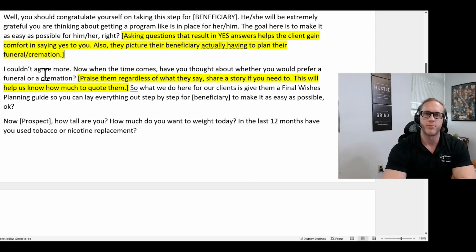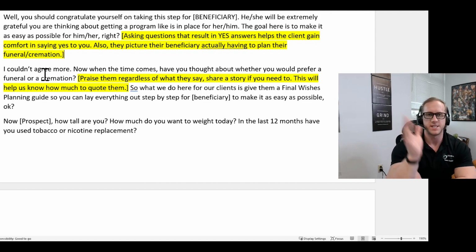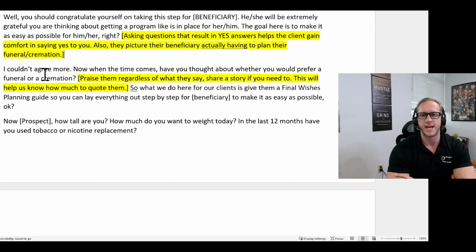And regardless of what they say, praise them. Some people say, "Oh, I'll never get a funeral, I'll be cremated," or "I'll never get cremated, I'm going to have a funeral." Regardless of what they say, say, "Oh, wow, awesome. That tends to be the popular theme here. My mom had this, or my grandmother had this," or my XYZ individual person had this. So then you want to share a story if you can, or you need to. This is going to help us justify a close in the end. If they give us any pushback or they don't pick a coverage amount when we quote them right away, it'll help us be able to justify a close.